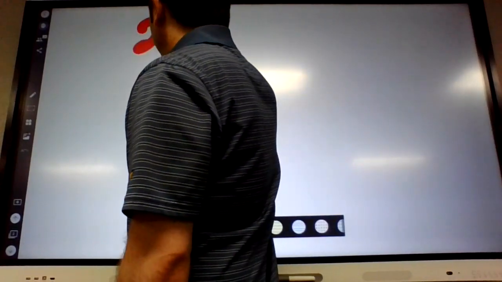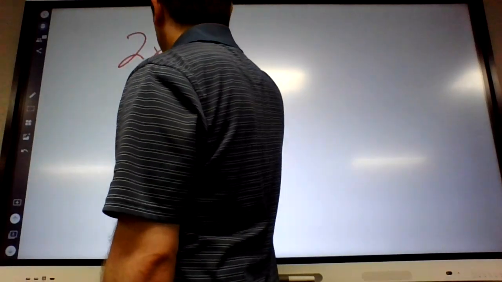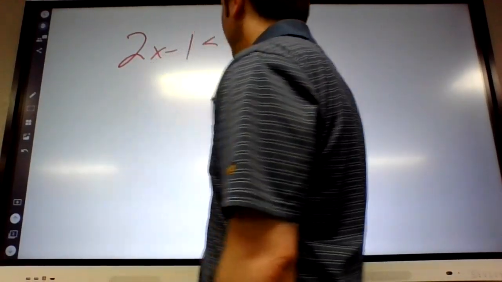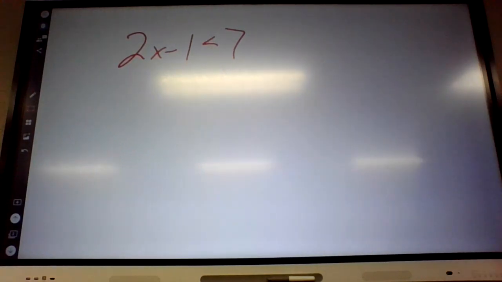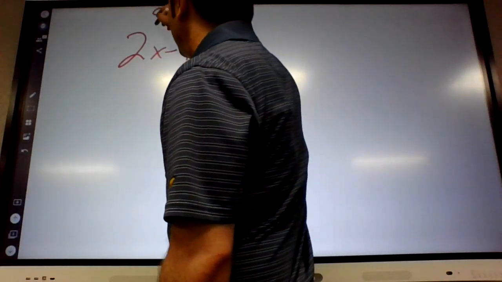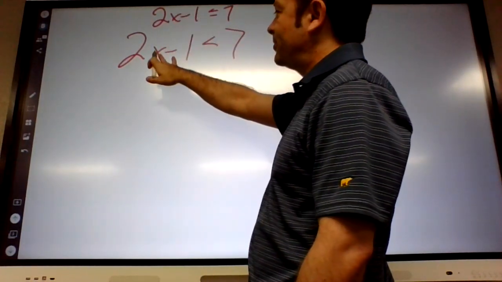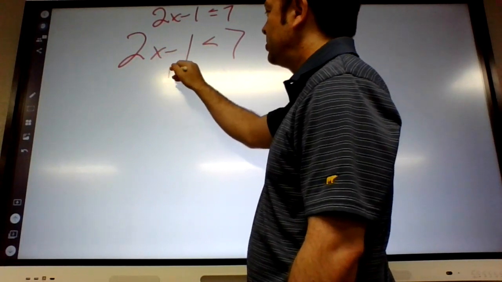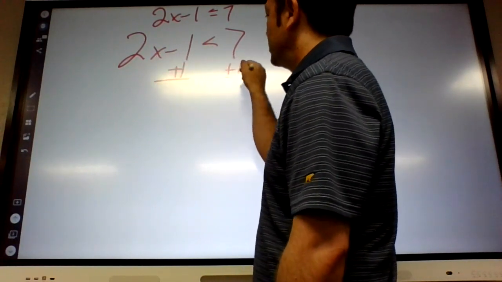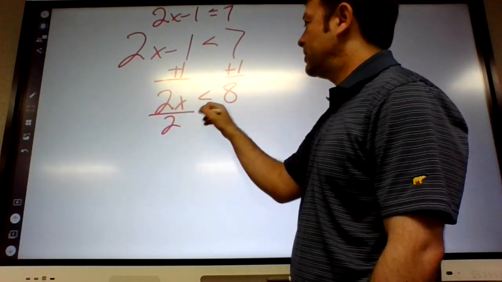So, oh boy, solving inequalities is the same as solving an equation, almost. So, Brian, you want to get x by itself on one side. So it's pretty much the same thing as solving the equation. So what's my first step? Plus 1. Whoops. Plus 1. Okay. What's my second step? Divide by 2.